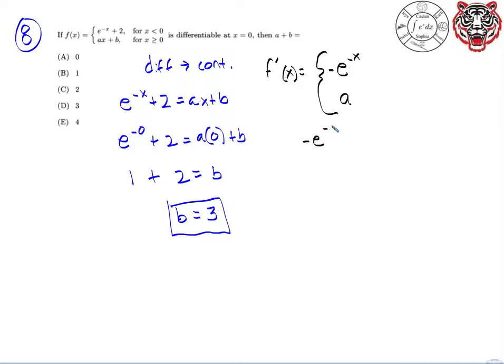Negative e to the negative x is equal to a. And what do we do to get rid of that pesky x? Equals 1. So negative e to the negative 0 is equal to a. Therefore, a is equal to negative 1. Therefore, a plus b equals 2.